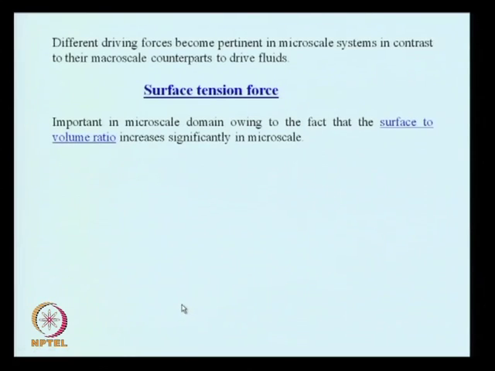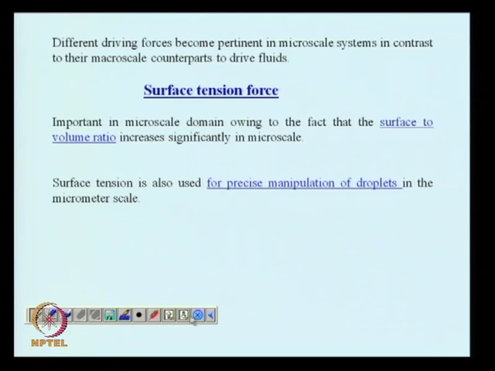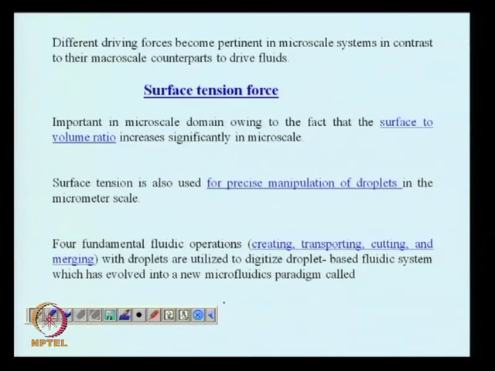As I mentioned, the driving forces become different when we go into the micro scale system, and compared to macro scale, surface tension starts to dominate as the surface to volume ratio increases in the micro scale. So, can we use surface tension for the precise manipulation of droplets in the micrometer scale? This is a fundamental question which has then led to 4 distinctly different fluidic operations.